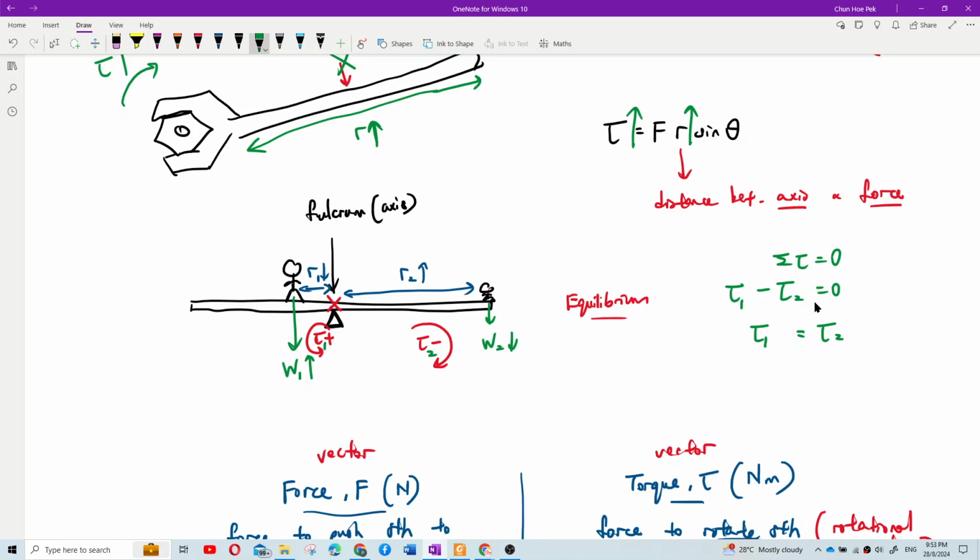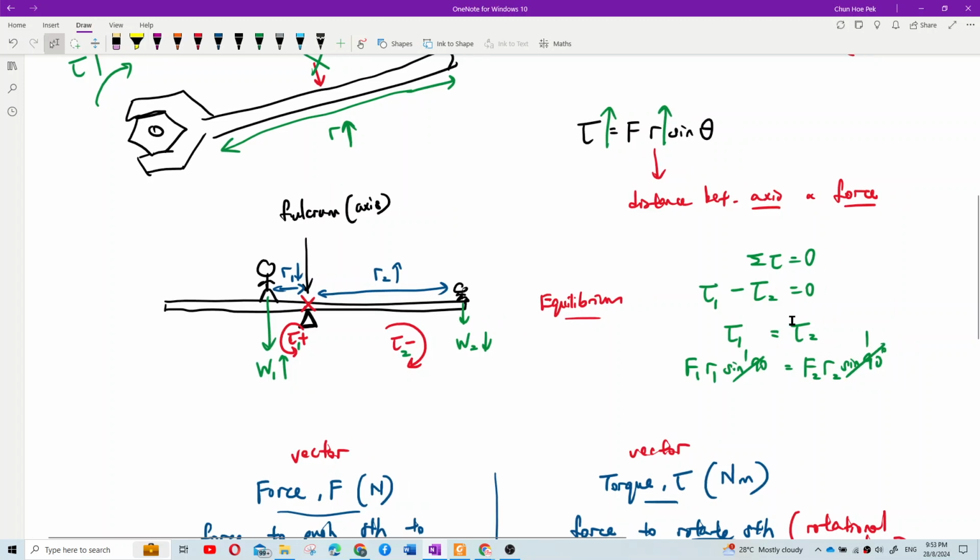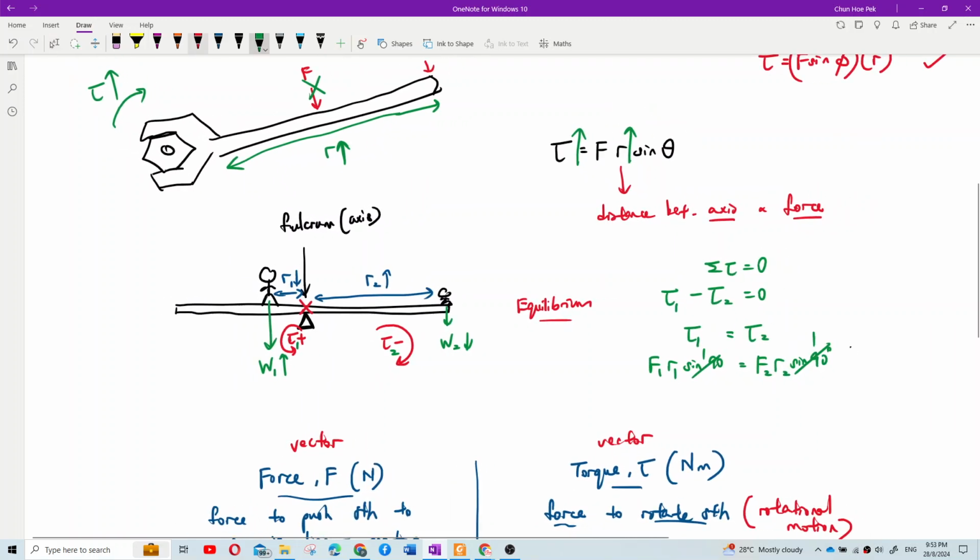So what's the formula again? FR sine theta, isn't it? For this case, this is FR sine 90, and this one also FR sine 90. So torque one will be F1 R1, torque two will be F2 R2. So this is what you mean by equilibrium. That means F1 is the W1, so W1 R1 equal to W2 R2.